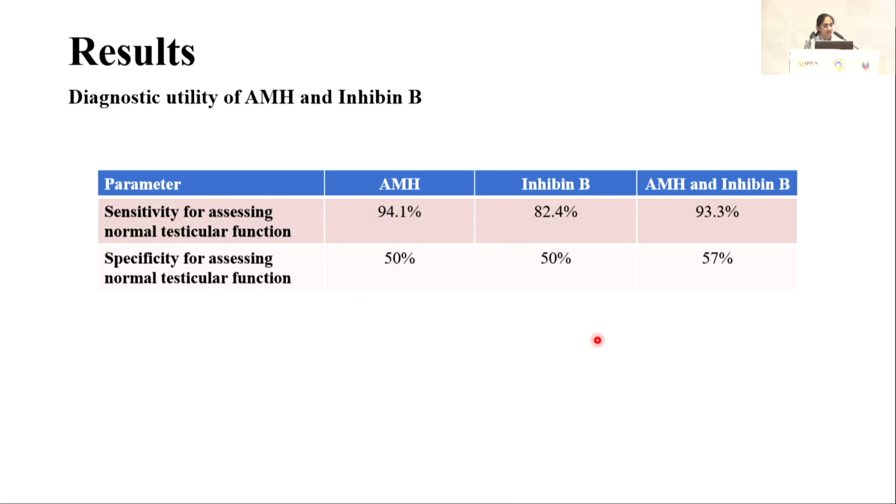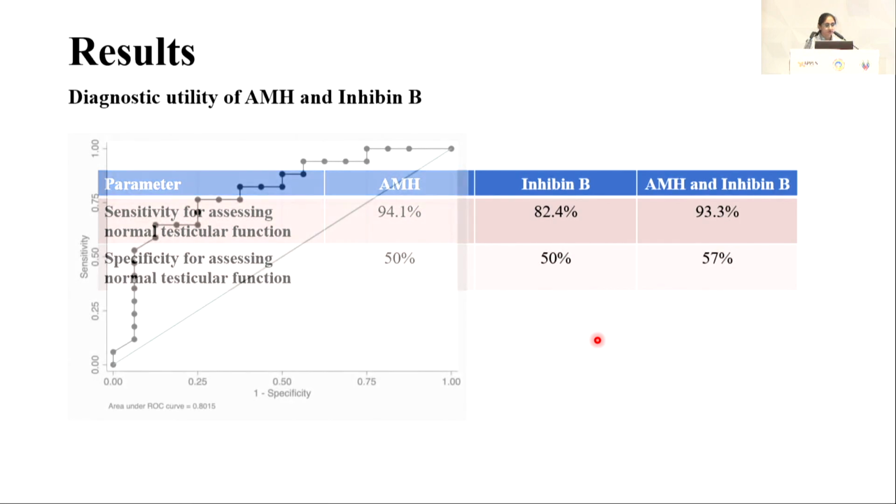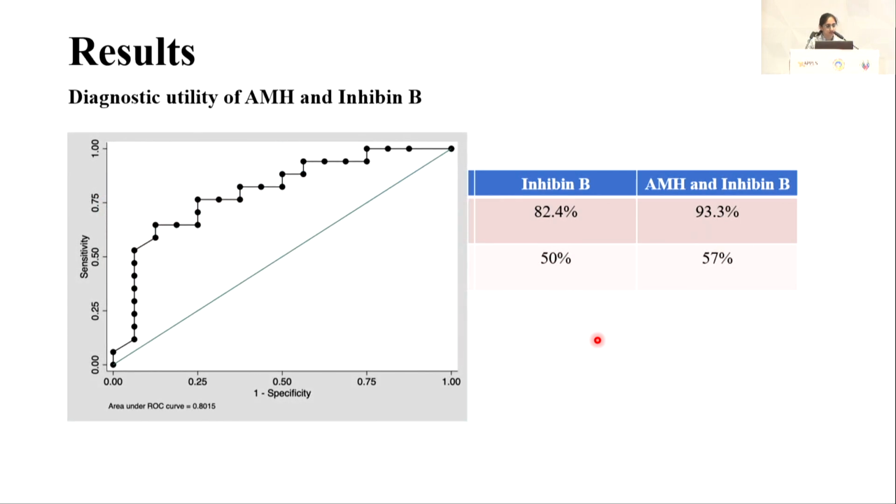Further, the results were compared with the gold standard. So the sensitivity and specificity of AMH and inhibin B for assessing the normal testicular function were 94.1% and 82.4% respectively, and the combined sensitivity was 93.3%, but the specificity of both these hormones was 50% individually as well as 57% in combination. Receiver operator curves were further made for these 2 hormones.